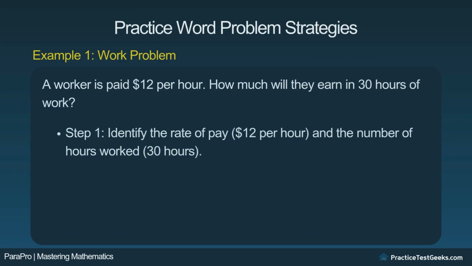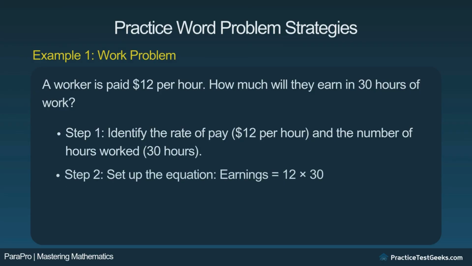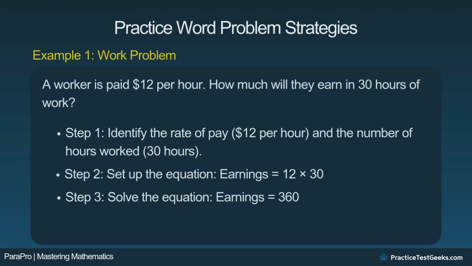Step 1. Identify the rate of pay, $12 per hour, and the number of hours worked, 30 hours. Step 2. Set up the equation, earnings equals 12 times 30. Step 3. Solve the equation, earnings equals 360. Answer: the worker will earn $360.